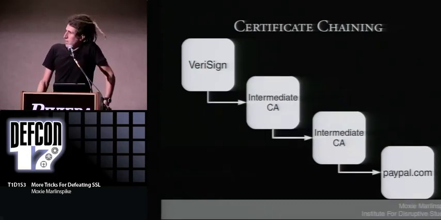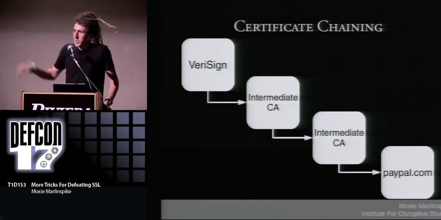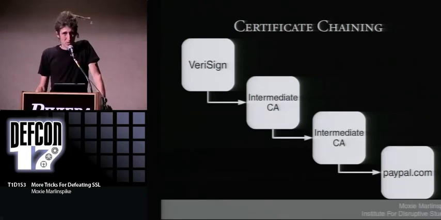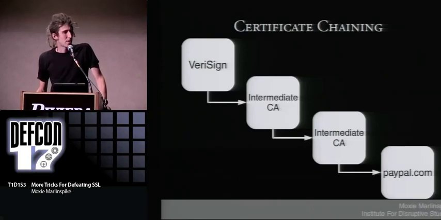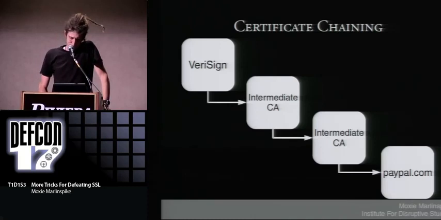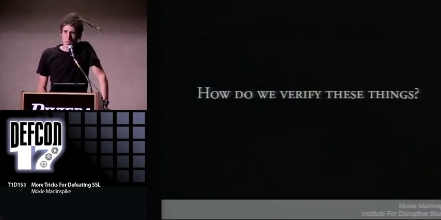And it could be more than three. You can have any number of intermediate certificate authorities in the chain. I don't think that there's any standard that says how many is the maximum. I think it's implementation specific. I know for Firefox, it's like 25. So you could have a certificate chain with 25 intermediate CAs in there. So the question is, how do we verify these things? You get a certificate chain, what do?